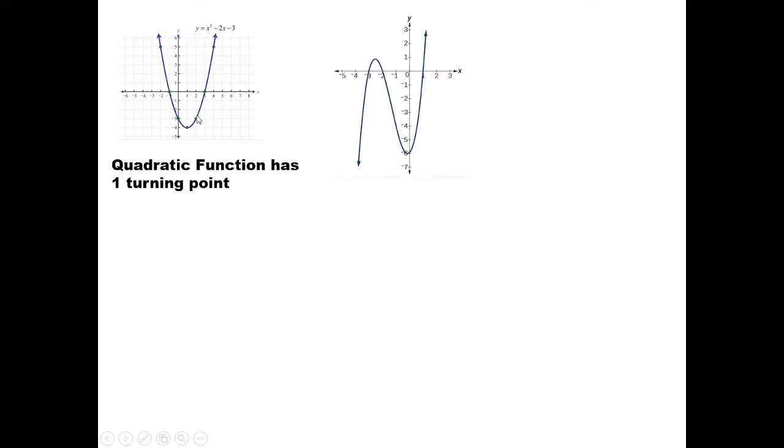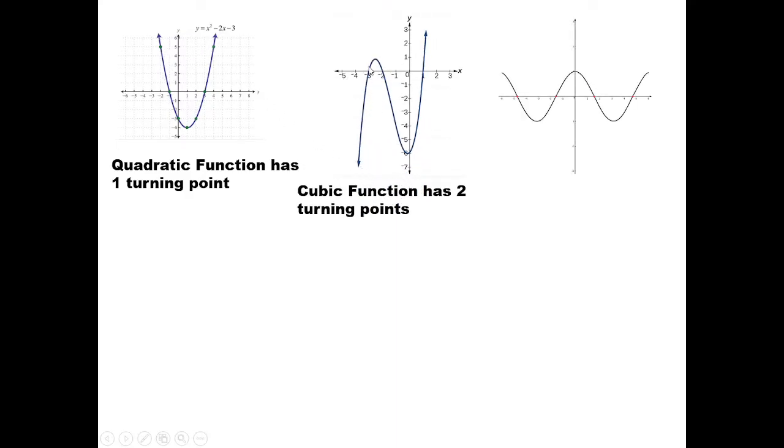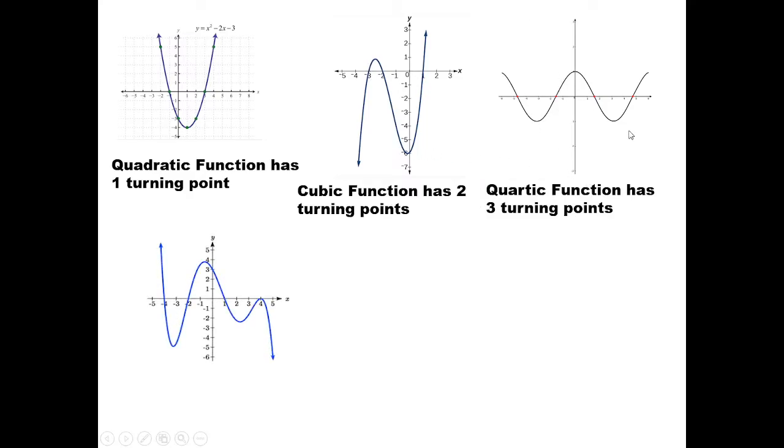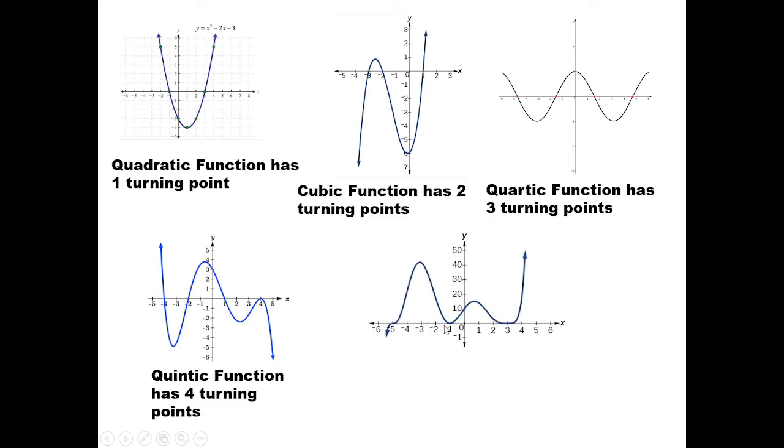Like this one, a parabola or a quadratic function has only one turning point. So, from here, it goes upward. A cubic function has 2. So, 1, 2. A quartic function has 3. 1, 2, 3. A quintic function has 4. 1, 2, 3, 4. This one, 1, 2, 3, 4, 5, 6. This is a 7th degree function because it has 6 turning points.